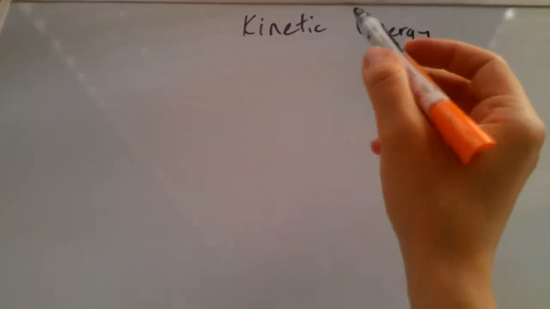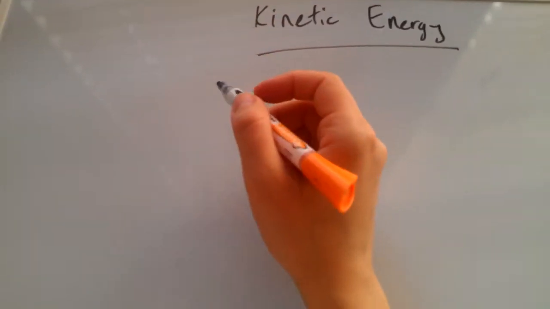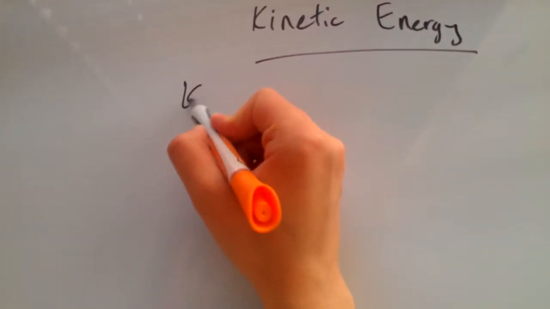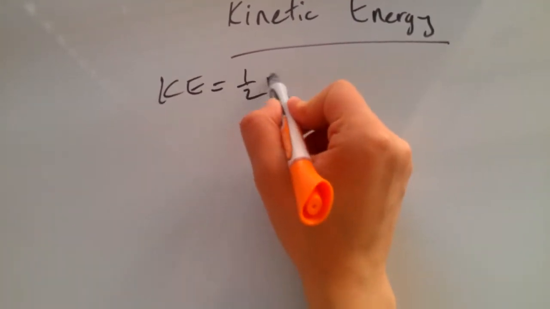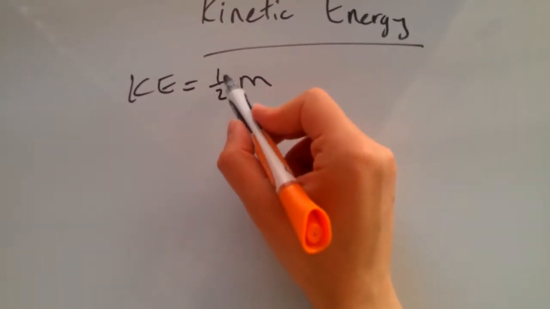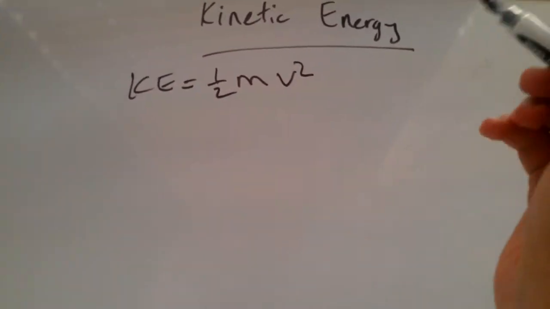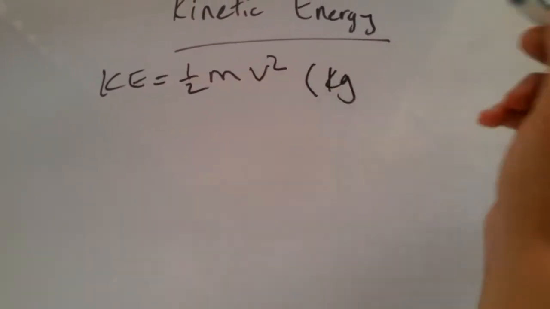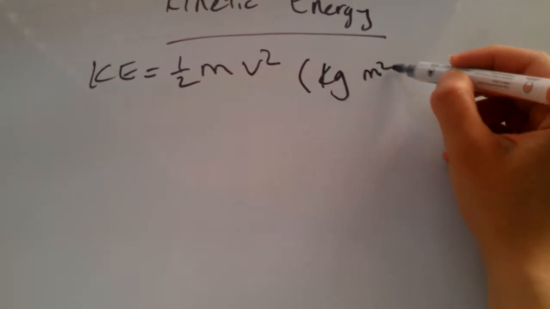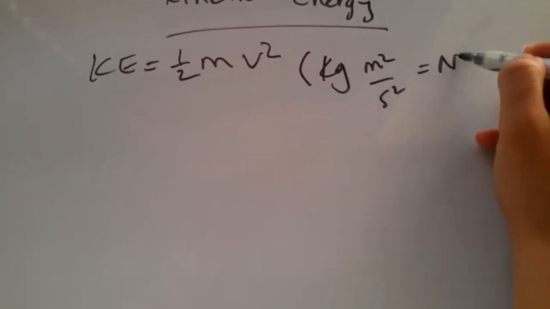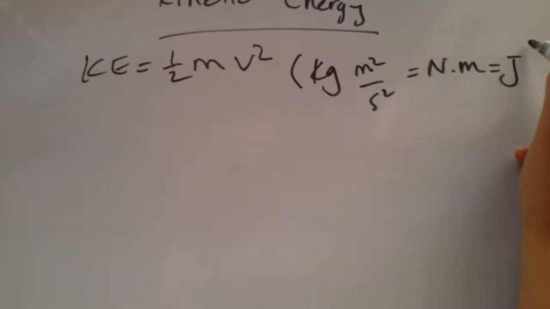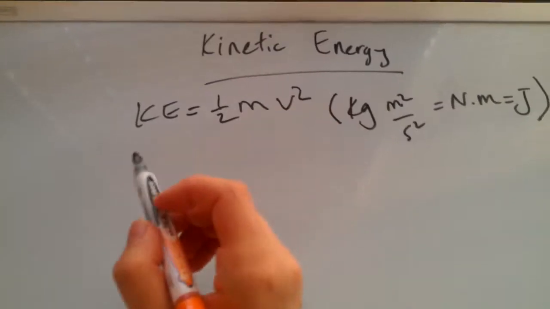Hi everyone. So this is part 2 of kinetic energy discussions. So far we've seen that kinetic energy is equal to a half mv squared, and the units for it are expressed either as kilograms meters squared per second squared, or newtons times meters, or we would call it joules if we like.